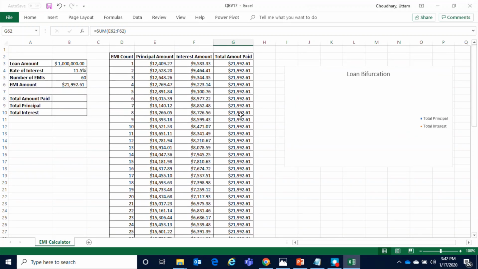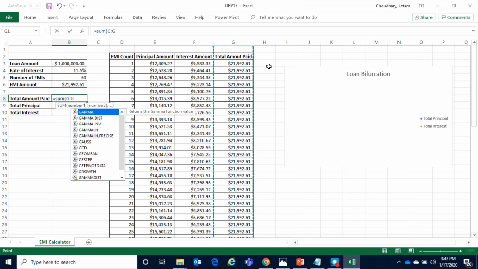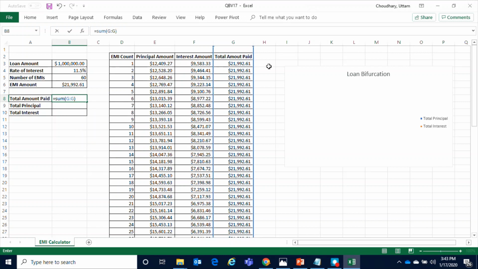So if you look here, now your total amount paid is exactly the same because that's the EMI amount that you have agreed with your bank. So the EMI amounts remain the same and the principal and the interest keep changing every month as you make the payment. So I would like to know what is the total amount that I've paid. So I can say, hey, okay, that's fine. I would select the entire row and entire column and say okay.